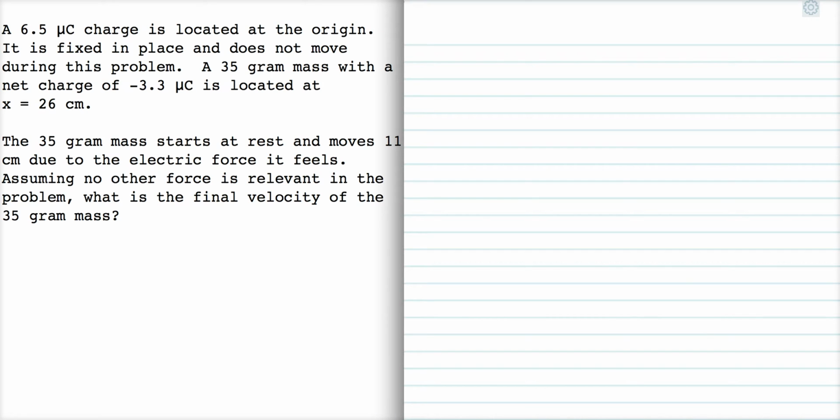For this problem, we have a 6.5 microcoulomb charge, which I'll call Q1, at the origin. And we have a negative 3.3 microcoulomb charge over here that I will call Q2. These are initially separated by an initial distance of 0.26 meters. This thing has a mass of 35 grams, so 0.035 kilograms. And it starts at rest. V0 is equal to 0.